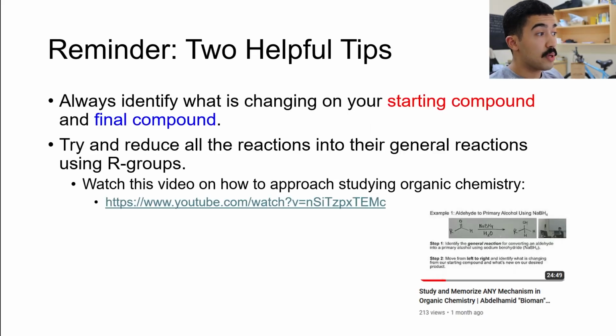Now, before we get started, it's very important that I cover two helpful tips, right? So number one, whenever you're dealing with anything in organic chemistry, always identify what is on your starting compound and what's changing in your final compound. This will make life so much easier because now you have an indication of what sort of reaction you're going to need to use to cause that transformation or cause that change. Once you identify what's changing on your starting compound versus your final compound, now you can begin to sift through all the reactions that you've practiced and memorized in your head and be like, okay, what's the general reaction? Does it work for this particular example?